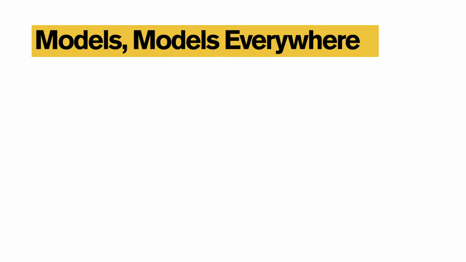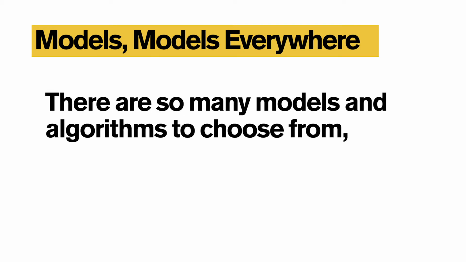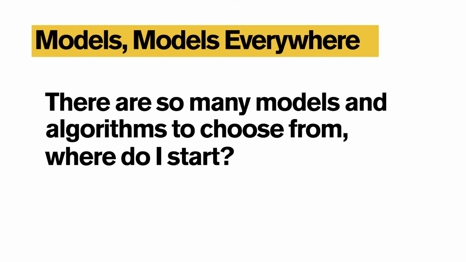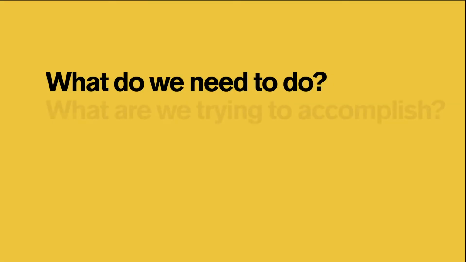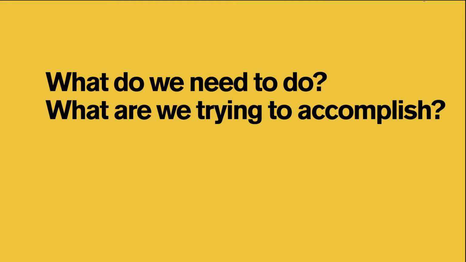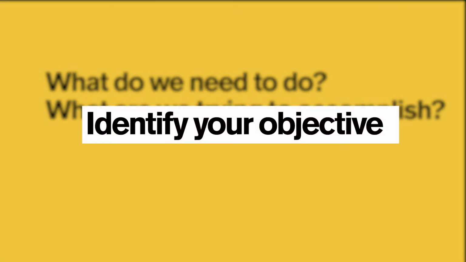There's a lot of models and a lot of problems. There's just as many problems out there as you could possibly think of. There's an infinite number of problems. So the first question that comes to mind is, what do we need to do? What are we trying to accomplish here? It can be a little overwhelming at times when there are so many models and so many algorithms and so many things to choose from, especially if you're first starting out. But again, just to reemphasize, the first thing to really do is identify your objective.